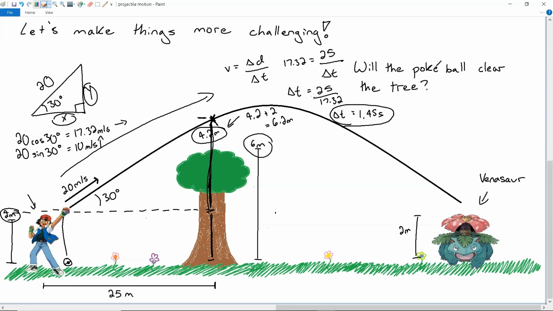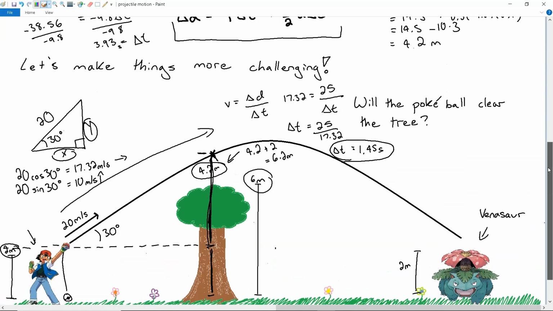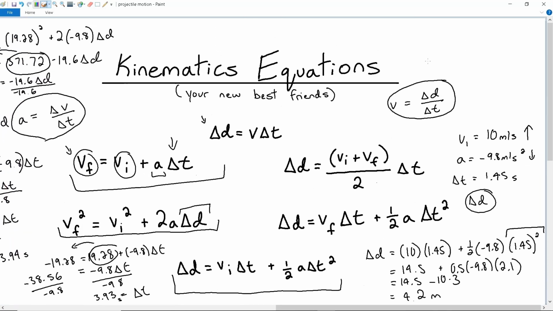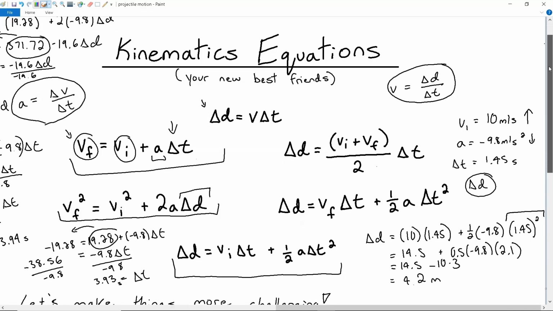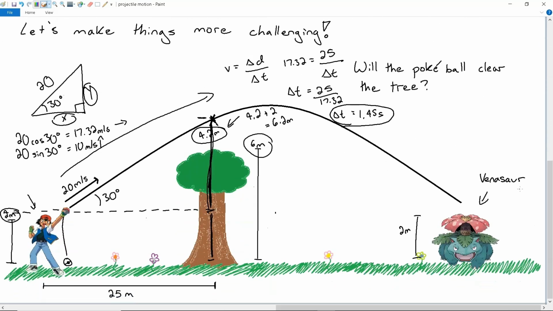Okay, that is going to be it for today. We did cover quite a bit, and hopefully you're feeling a bit more comfortable with looking at these kinematics equations and being able to determine which one is the best for any given situation. Thanks for watching, and happy studying.